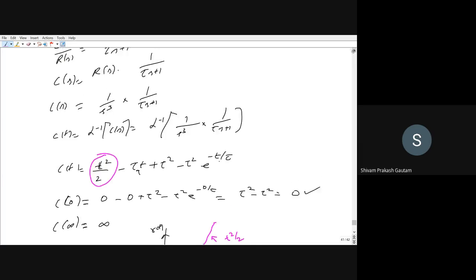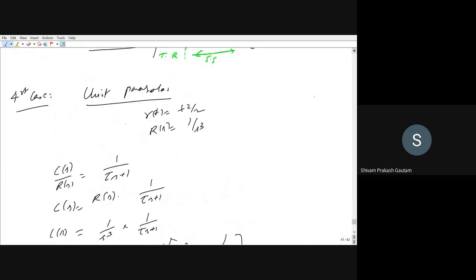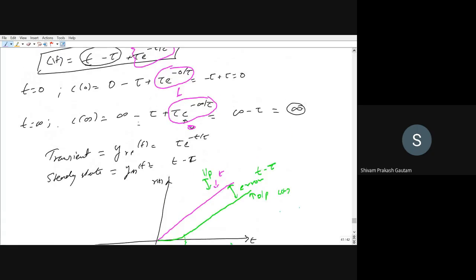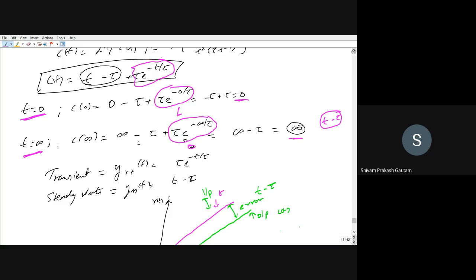I have made one mistake in the above figure. Just check. So you can see here at t is equal to 0, our output is 0. At t is equal to infinite, our output is infinite. Or you can also write it as t minus tau. Why t minus tau? Because you can see from here at t is equal to infinite, we have t minus tau plus tau e to the power minus infinite upon tau. So this term will become 0. So at t is equal to infinite, our output will be t minus tau.